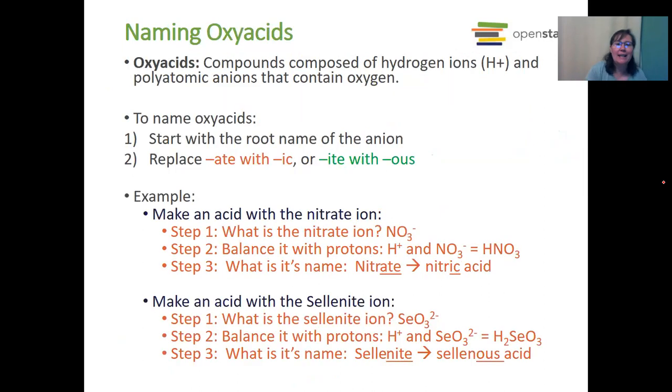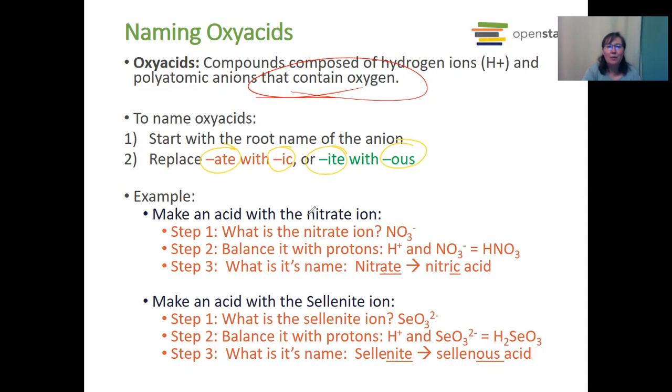All right, now let's take a look at naming oxyacids. Again, you're always going to have that proton, that H plus, out first. They're composed of hydrogen ions with polyatomic ions that do contain oxygen. To name oxyacids, we start with the root name of the anion, and then you replace ate with ic or ite with ous. Well, what does that mean? Let's take a look here at what we're working on.